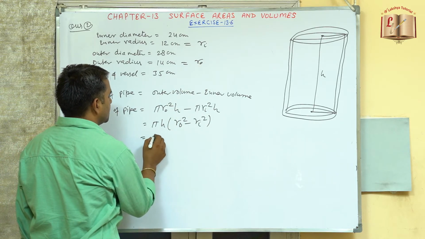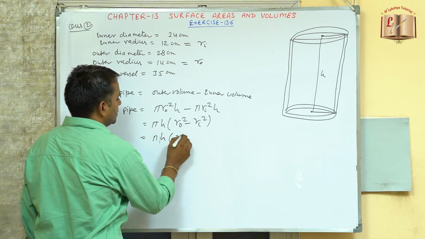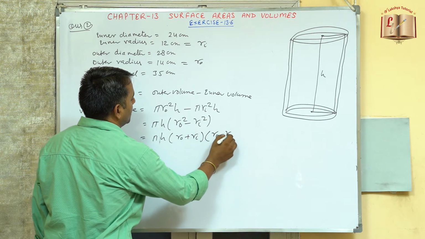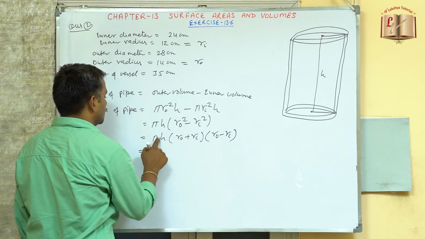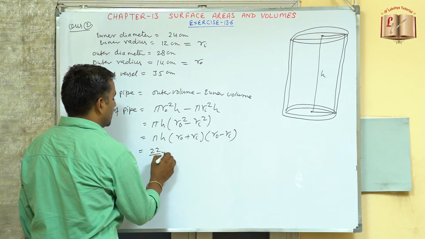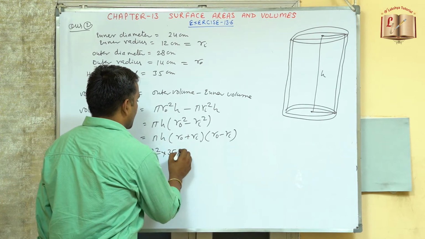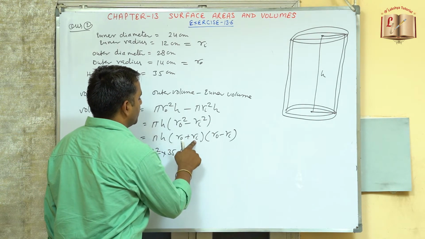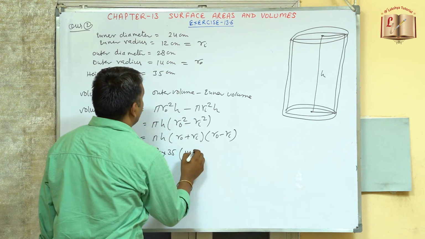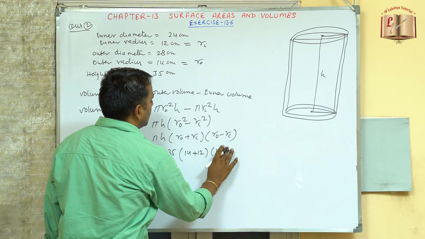So we got, this is now pi h. So this will be r o plus r i and r o minus r i. So this is now pi h means 22 by 7 into height is already given to us. This is 35, and this will be now r o plus r i. R o is given as 14. So this is 14 plus 12, and this will be 14 minus 12.